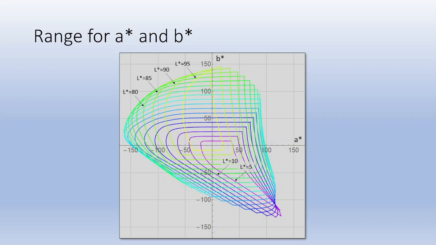At the other end here, we have L star equals 5. That's a very, very dark color. We cannot get a yellow, in other words, a B star that's very high there, but we can get the A star and the B star to be, here the A star is very large, above 100, and the B star is below a minus 100.